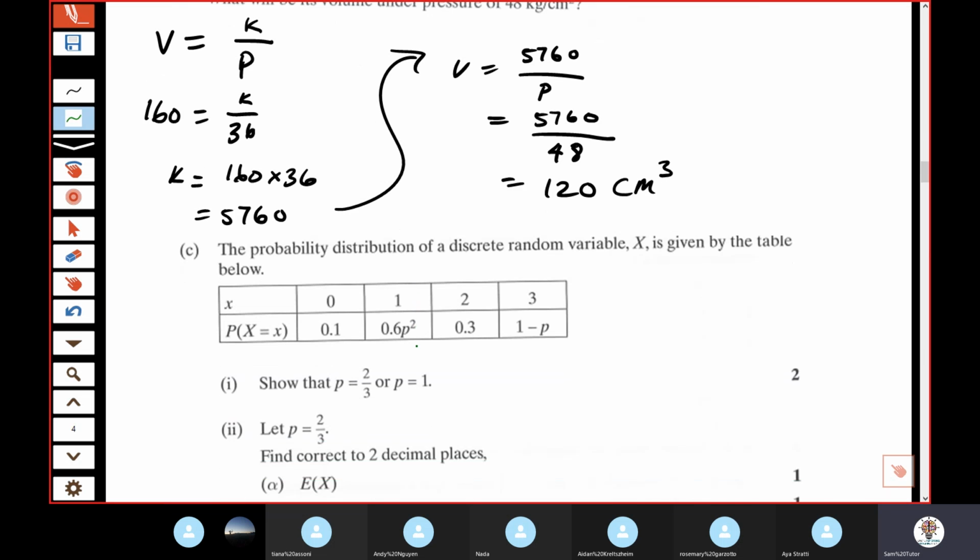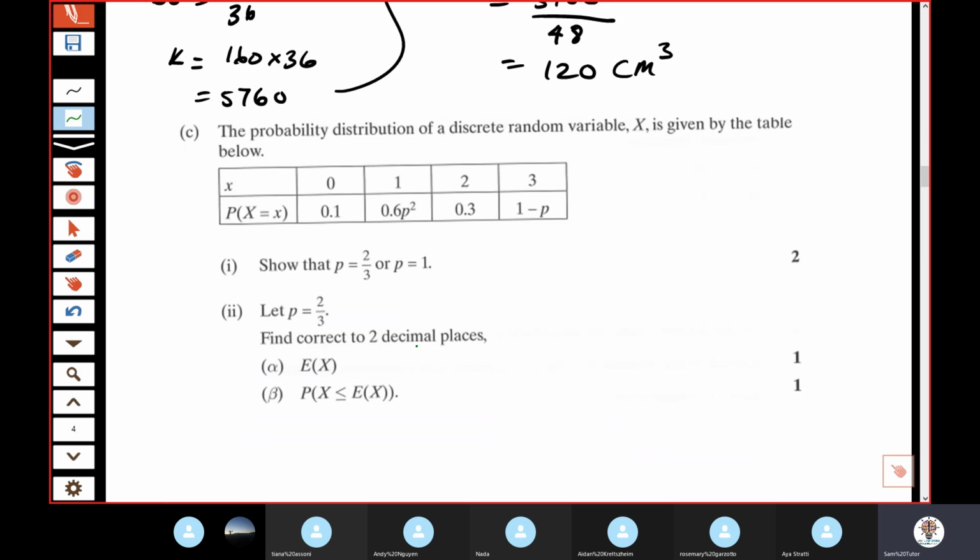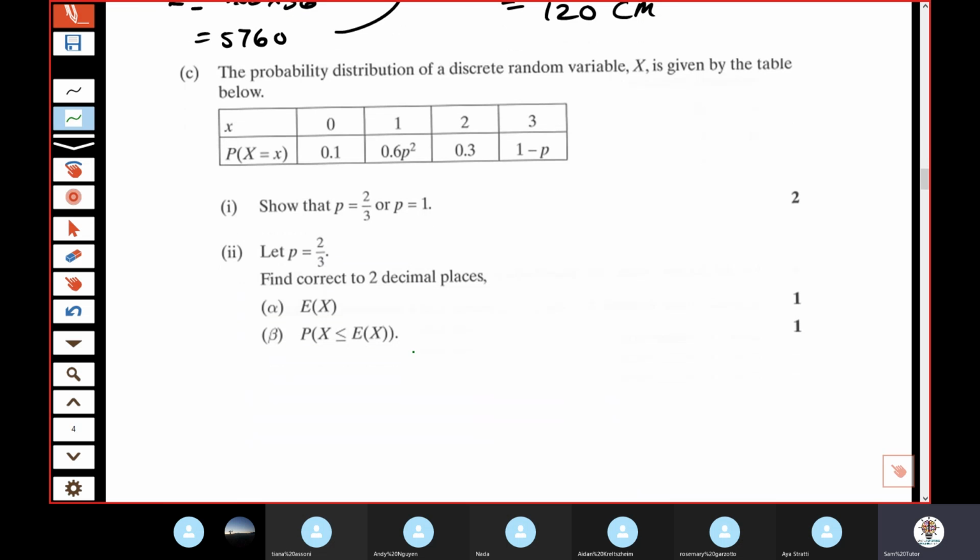Okay. If there are no questions, I'm going to move on to part C. The probability distribution of a discrete random variable is given by this. Show that P is this or this. I think we already know how to do these styles of questions.